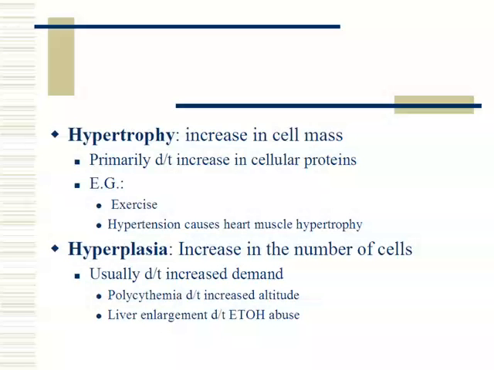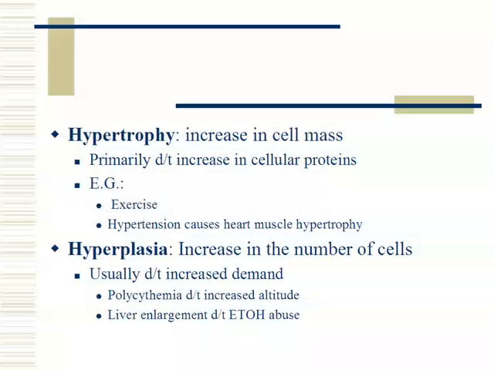Hyperplasia means you have an increase in the number of cells. Now, usually hypertrophy and hyperplasia go together, but not always. It is usually due to an increase in demand, and it can be due to hormonal stimulation. Think about it, ladies. When you were 6 years old, you didn't have breasts. When you became 12 and your hormones kicked in, you started to develop breasts, and some of us have developed that better than others.